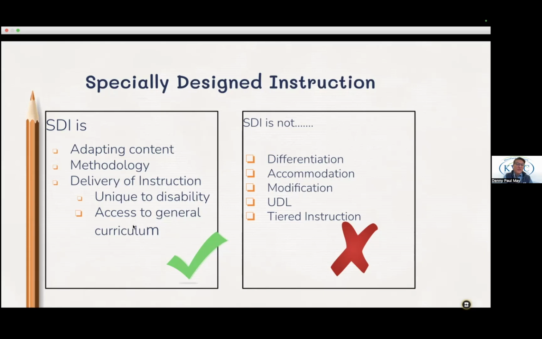SDI is a lot of these things. Like it's adapting content. We've got to find new ways to deliver content. We've got to find ways of chunking content. We've got to cut the fluff and teach the stuff, as Anita Archer would say. And then when we talk about methodology, we've got to look at what works. Do we know where to find what works? And then when we look at delivery of instruction, are we talking about small group? Are we talking about large group? We're talking about co-teaching. We're talking about resource. We're talking about pacing. What are we talking about when we talk about those things?